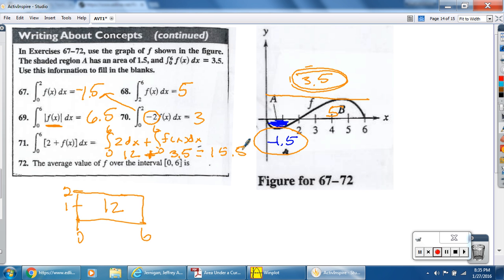Alright, the average value from 0 to 6 would be 1 over b minus a, the integral from 0 to 6 of f of x dx. We already know that they gave us from the beginning that the area from 0 to 6 is 3.5. So we have 1/6 of 3.5, which is 3.5 over 6, and we could simplify or reduce that.